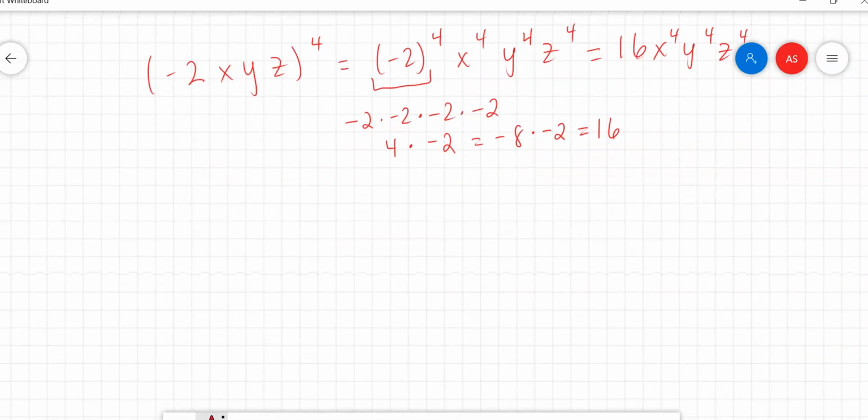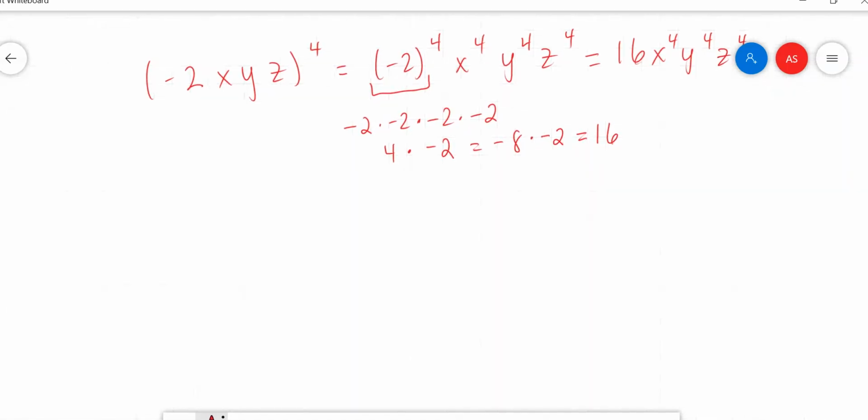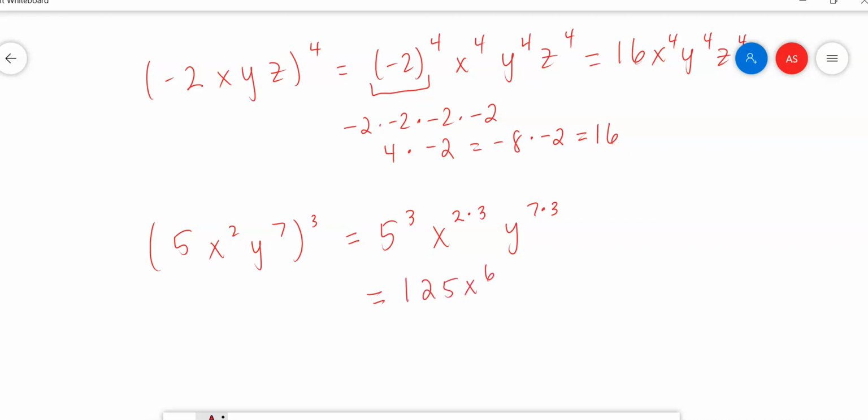Okay, now here's another example. What happens when we have 5 x squared y to the 7th raised to the 3rd? So again, we're going to do 5 raised to the 3rd, x squared, but look, times 3. Y raised to the 7th, and then times 3. Everybody see that? So then this becomes, because remember, the law of exponents says we have to multiply when we have a power raised to a power. So 5 times 5 times 5 is 125. 2 times 3 is 6, so x to the 6. And then 7 times 3 is 21, y to the 21. And that's the answer for this one.